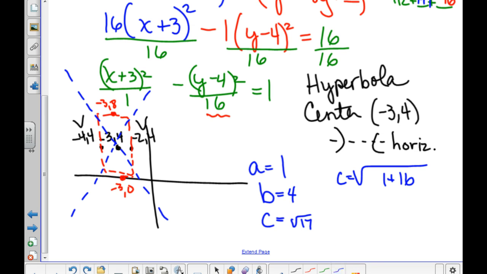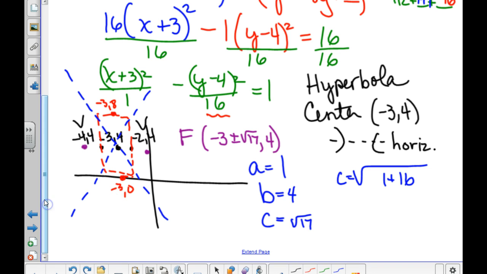Conceptually, let me finish, please. Conceptually, the foci are inside of here. So I need to add C to the center. If I am going horizontally, am I adding it to the X or to the Y? If I'm moving left and right? The X. So the two foci from the center here are going to be negative 3 plus or minus the square root of 17, 4. Here and here. Stop. Let me finish.